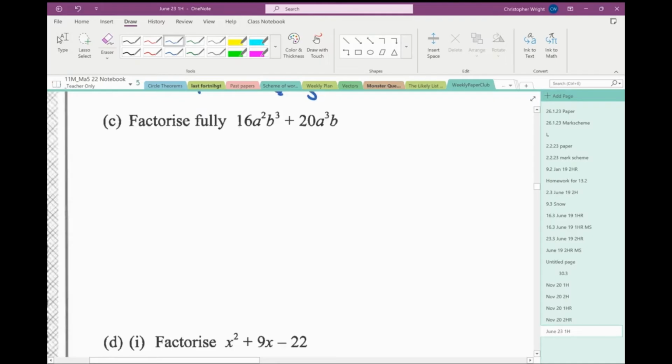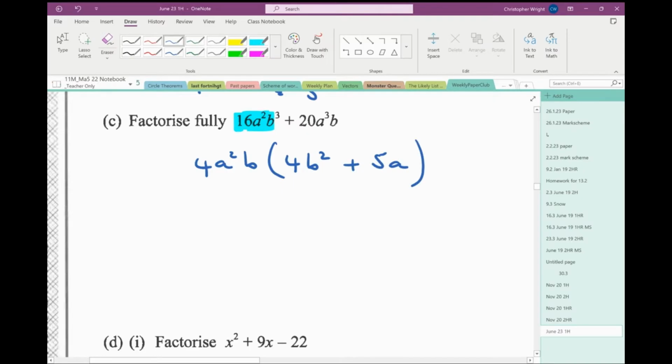Factorise fully. Right, what factors will go into both of these expressions? Well, 4 will, a squared will, and b will go. That's what will go into both of them. And if I divide this first expression here by 4a squared b, I get the answer 4b squared. And if I divide the second expression, 20a cubed b, by 4a squared b, I get the answer 5a.